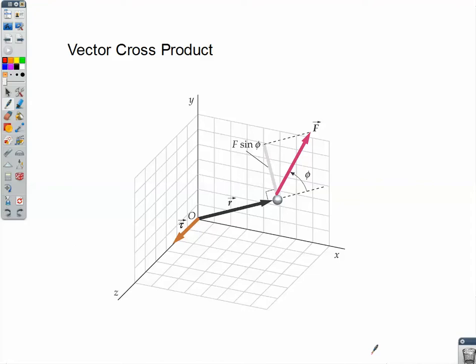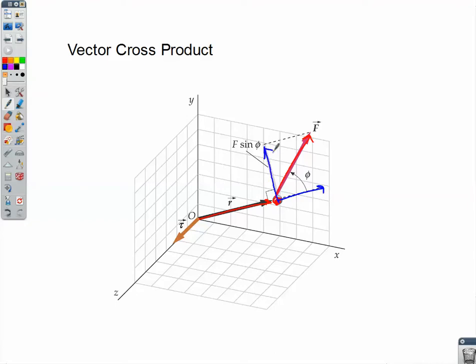When you multiply two vectors using a cross product, you get a vector, a third vector. We've already seen this, and I've already mentioned it with torque. So here we have a particle in XYZ space, and it is some distance r away from a chosen origin, and it's got a random force acting at it at some angle phi. We've already seen that there's two components to this force. We've got one component that is parallel to the r vector, and the other component that is perpendicular to the r vector.